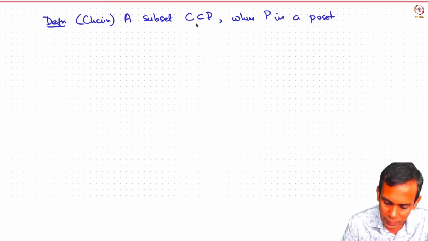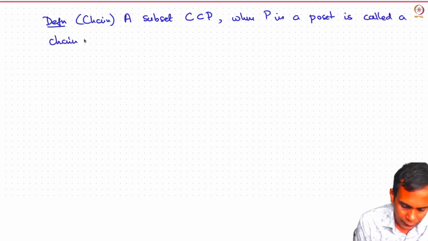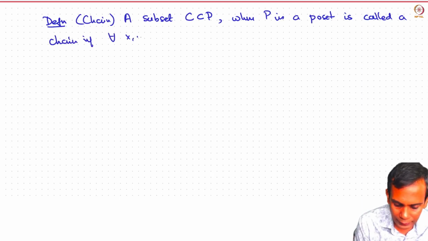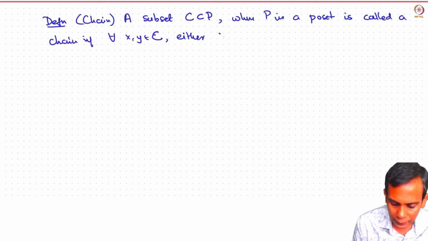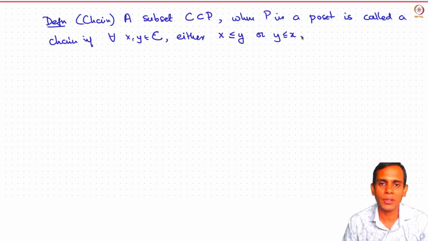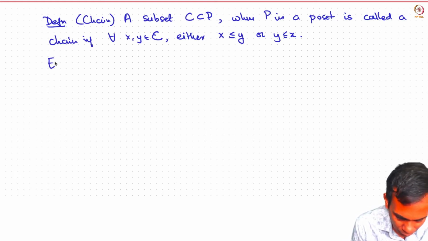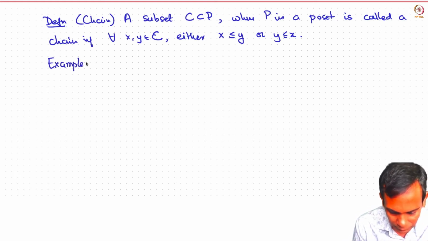A subset of a poset is called a chain if for all x and y in C, either x is less than or equal to y, or y is less than or equal to x. So what we are saying is that when you take the partial order and restrict it to C, then you get a total order. Let's look at an example, or a special case of the previous example.